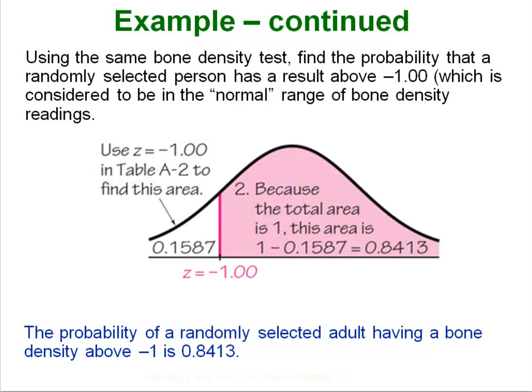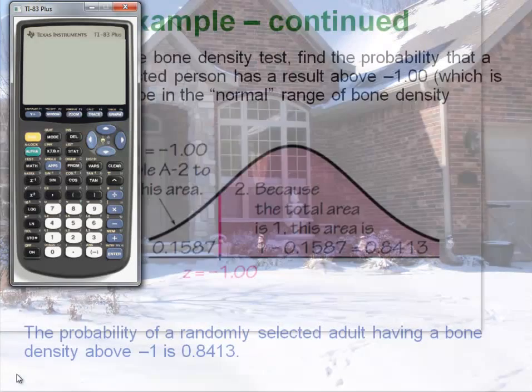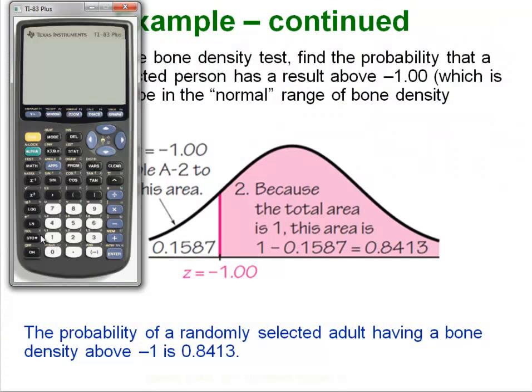So let's go back to the calculator just to remind ourselves and make sure that we're all okay with this, that if we wanted to do it this way, second vars, number 2, and now we're going to go above, right? So our lower bound is the negative 1, and our upper bound, I'm just going to do 9999. And there's the 0.8413. And we didn't have to do the math.